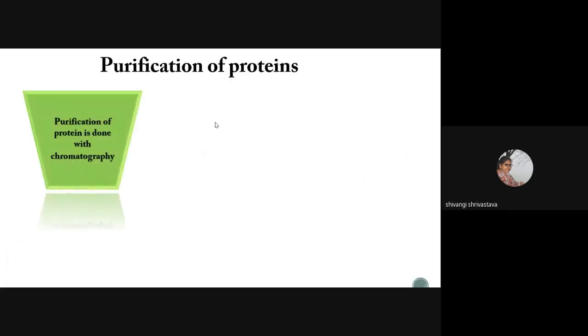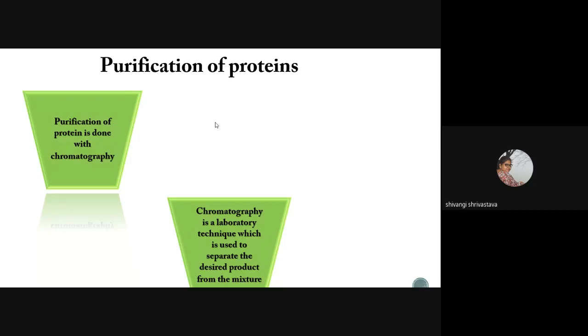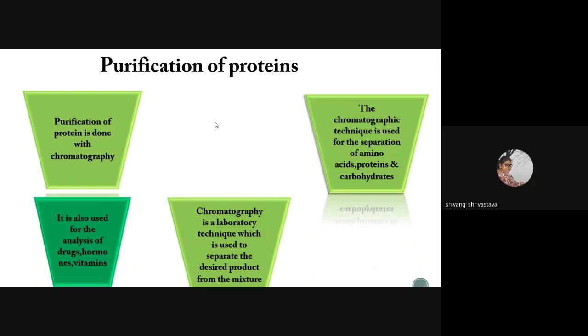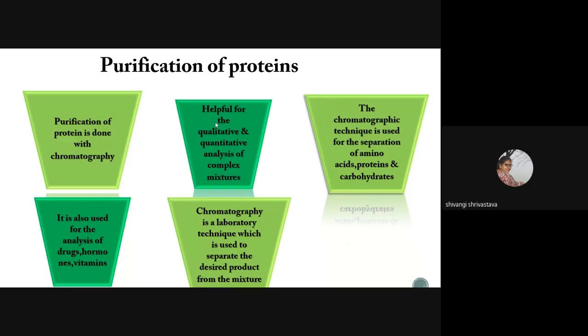So after stabilization, the last step is purification of proteins. Purification can be done with the help of chromatography, and it is used to separate a desired product from the mixture. It is used for the separation of amino acids, proteins, and carbohydrates. It is used for the analysis of drugs, hormones, and vitamins, and is very helpful for the qualitative and quantitative analysis of complex mixtures.